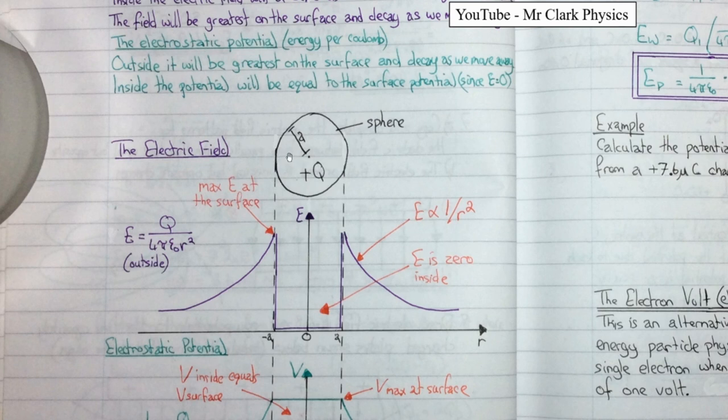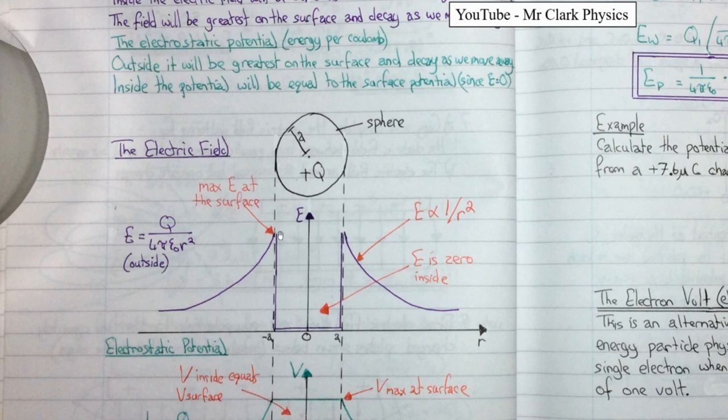We also have to remember that on the inside, by definition almost, there is no electric field. If there was an electric field on a little charge that's making up this big charge, it would then cause the charges to move around. So you're never going to get an electric field on the inside. So it basically shoots down to zero.